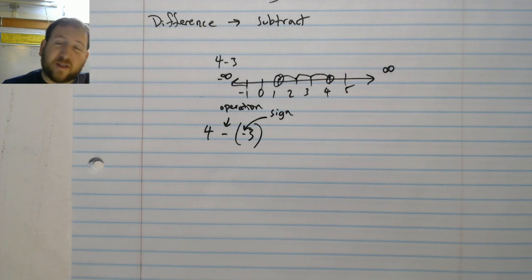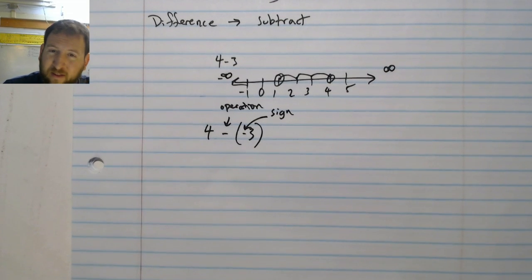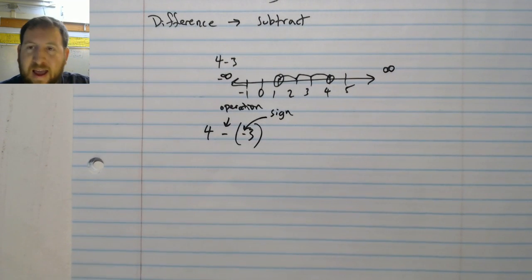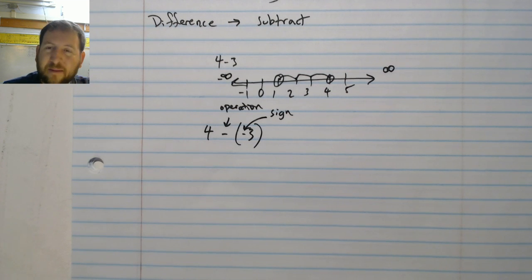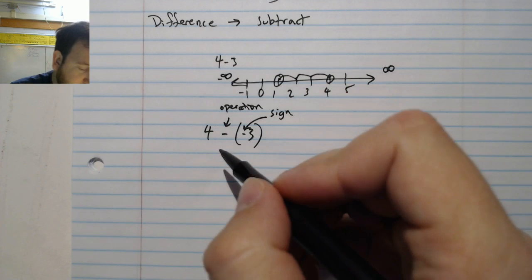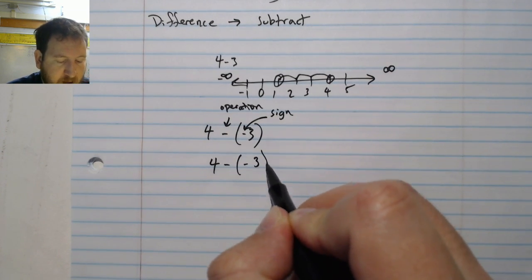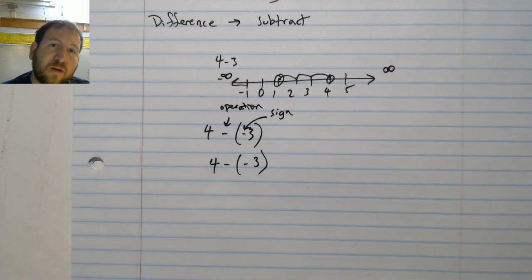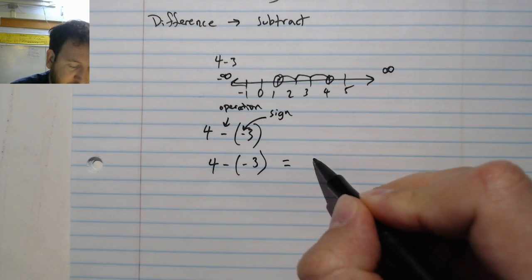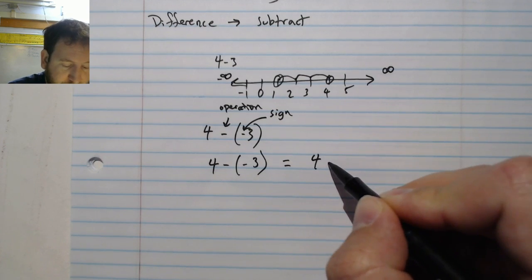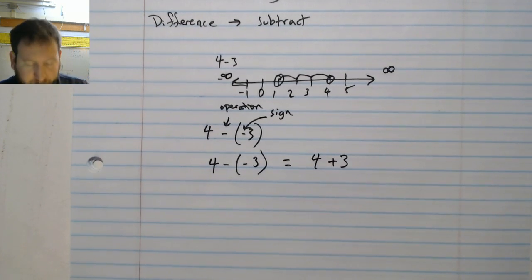So when we have something like this where we're subtracting a negative, the easiest way for me to think about this is that I'm going to take the opposite of them and kind of cancel them out. So if I see 4 minus a negative 3, I know that I'm going to be basically adding instead. So I can write this as 4 plus 3.